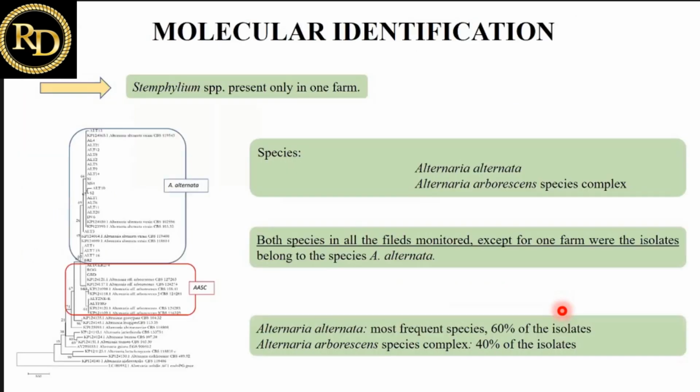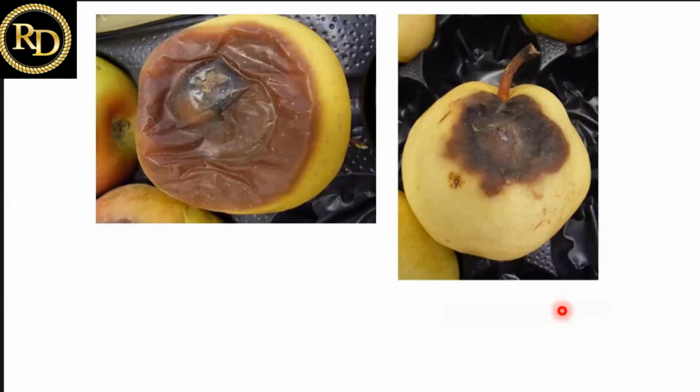Then to understand what is the species involved, we did some molecular identification of the isolates, and they mainly belong to two species or species complexes. One is Alternaria alternata, the other is Alternaria arborescens. Anyway, we must say that there are isolates which are not in one group or the other. So they are maybe new species, but identification and taxonomy inside Alternaria is very complicated.